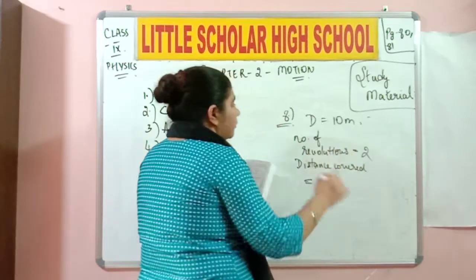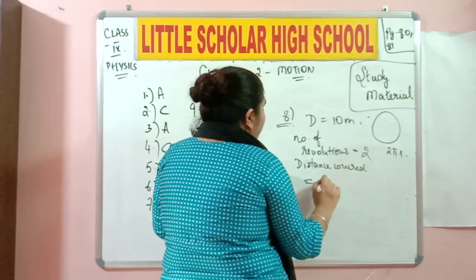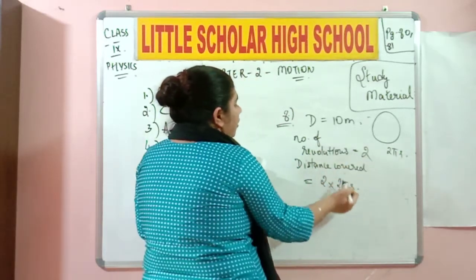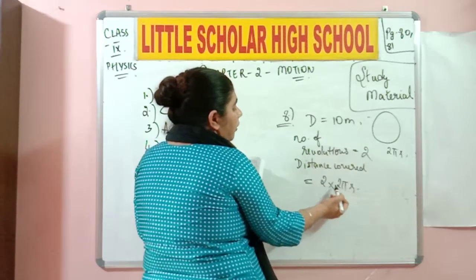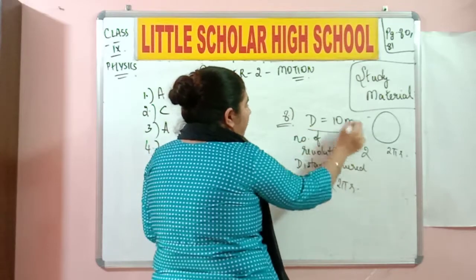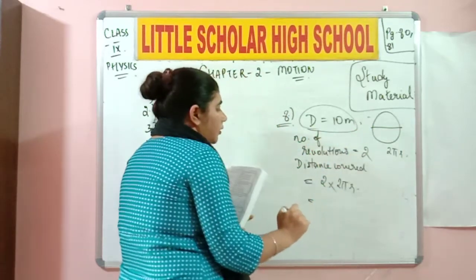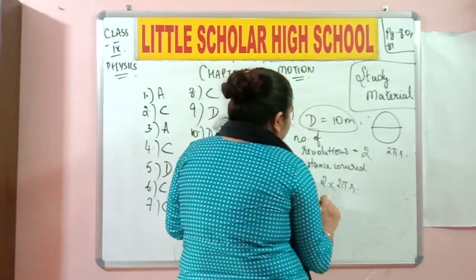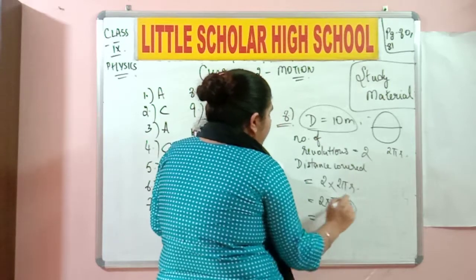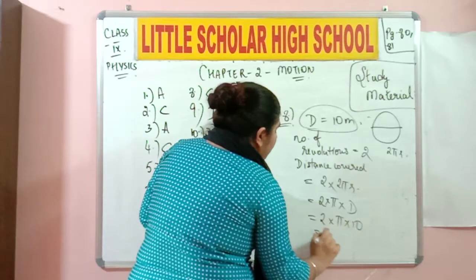So what is the circumference of the circle calculated as? It is calculated as 2 pi r. So 2 into 2 pi r, this 2 is the number of revolutions over here and 2 pi r is the circumference. The circumference is nothing but you are covering the entire circle over here. So that is going to be written as 2 into pi into d. Okay, so d is nothing but 10 over here. So 2 into pi into 10, which is 20 pi.